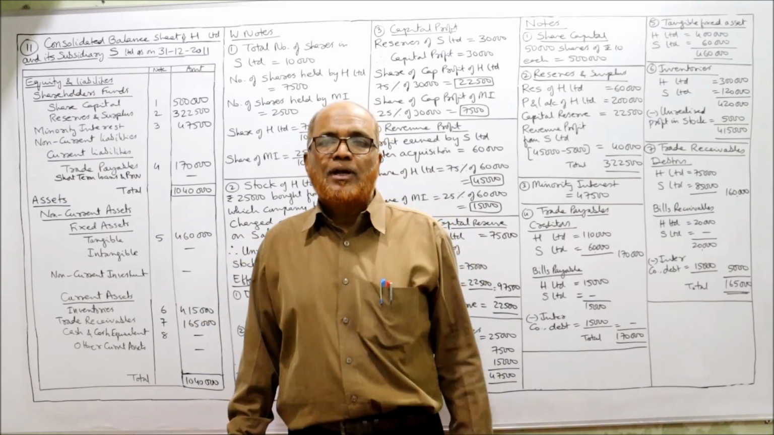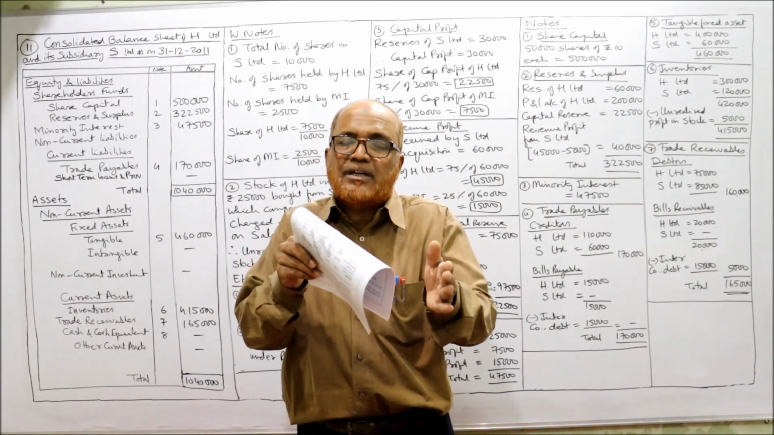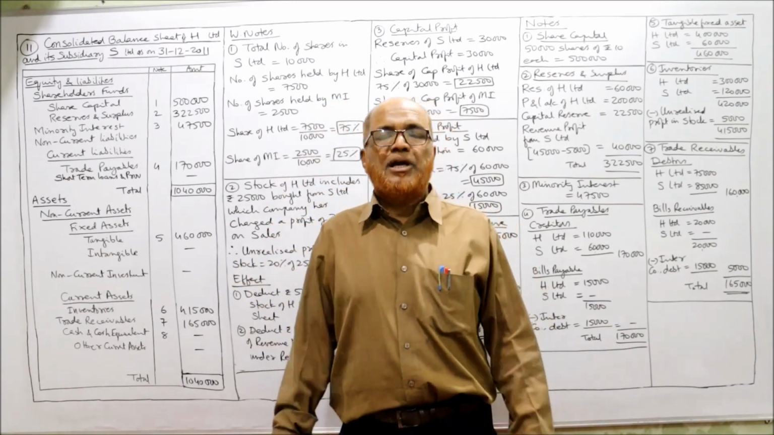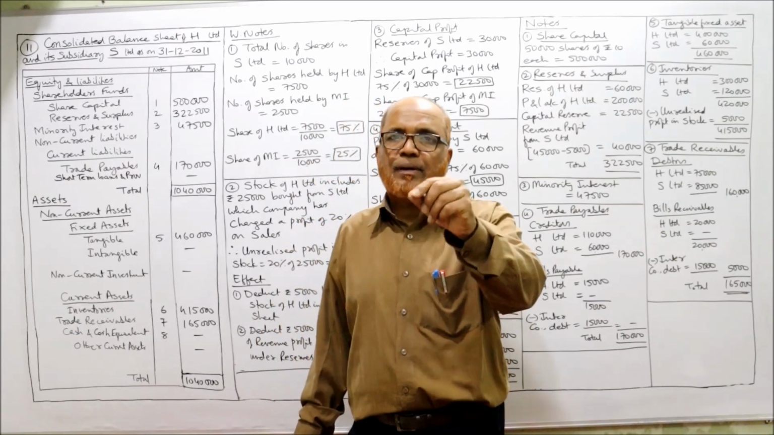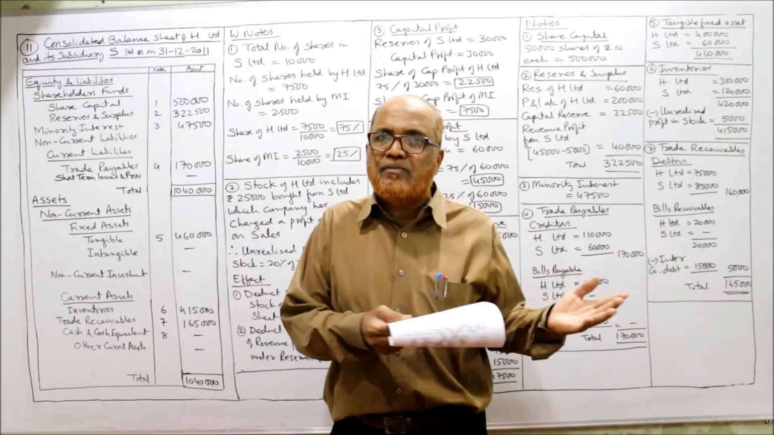H Limited. So in H Limited's balance sheet it is bills receivable and in S Limited's balance sheet it is bills payable. So it becomes a common debt, it will be deducted. So this 15,000 rupees will be deducted from bills receivable and also bills payable, just like the previous last two problems we were doing.